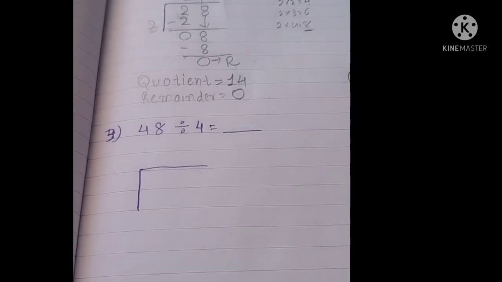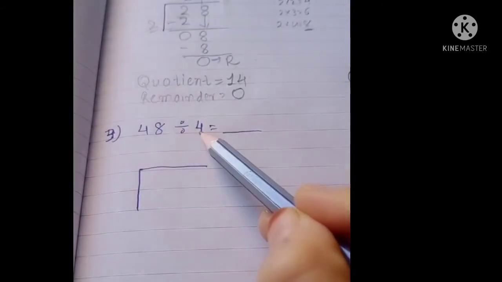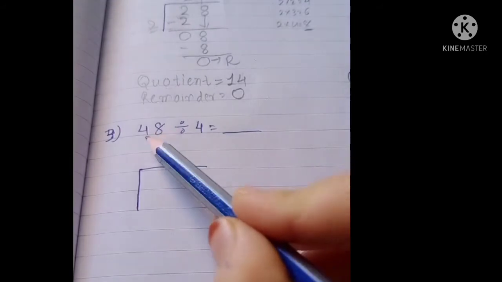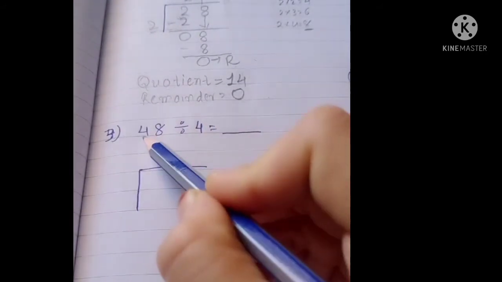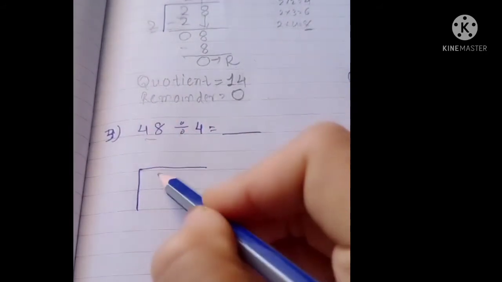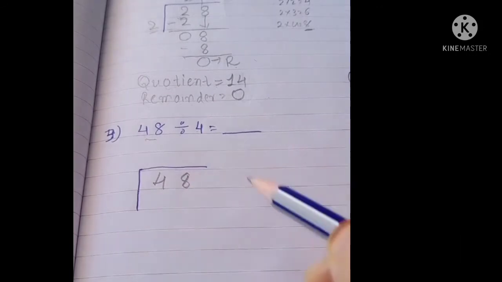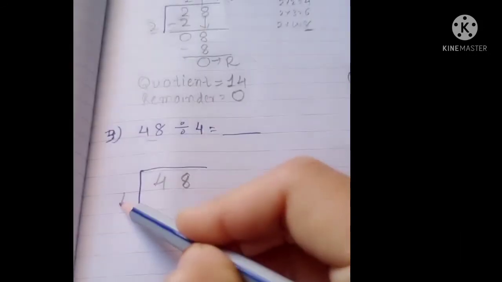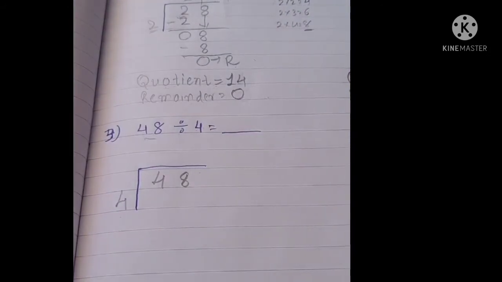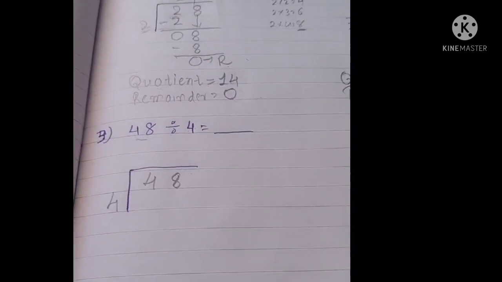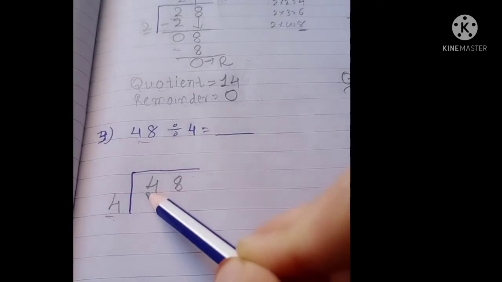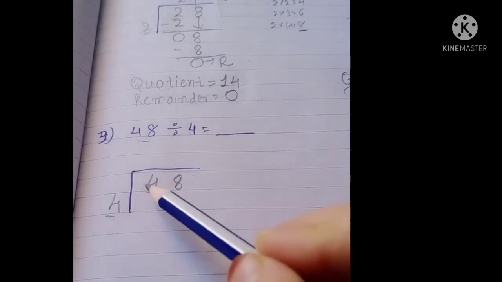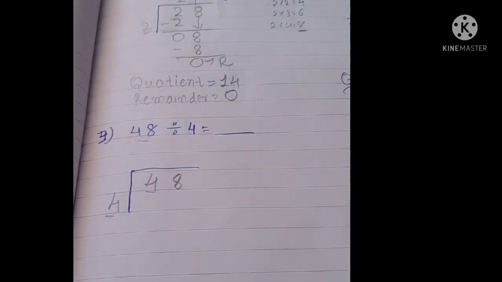Now students, your third sum is 48 divided by 4. Now we have to divide 48 by 4. So we have to write 48 inside, and we have to write 4 outside, right? As I told you students, you have to compare the first digit. So here you can see both the numbers are equal, means we can go for it, right?